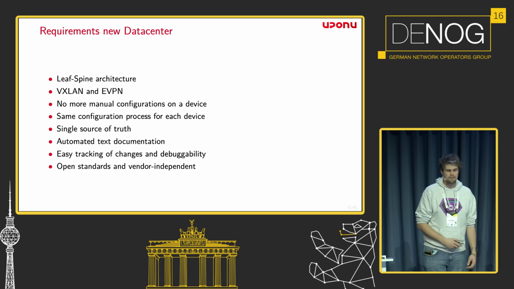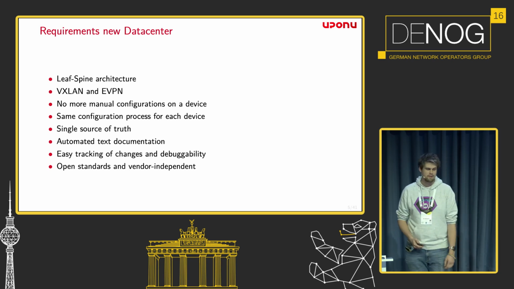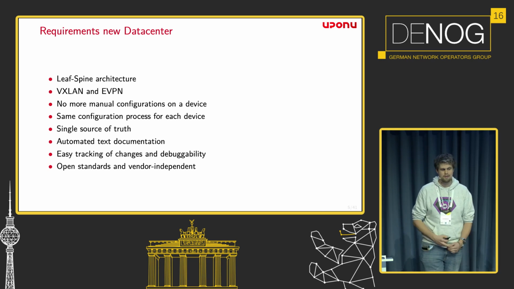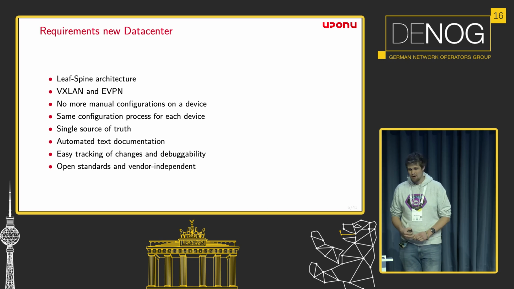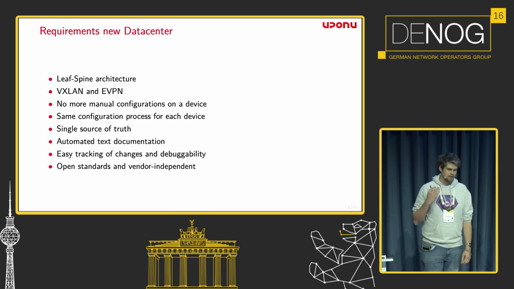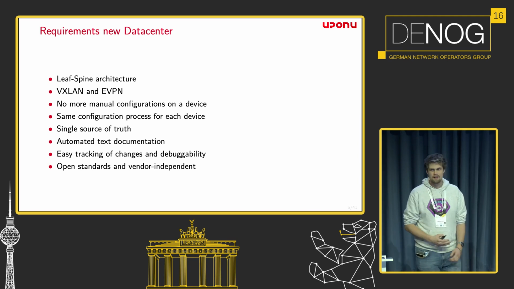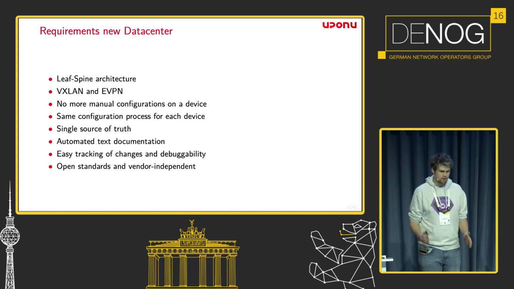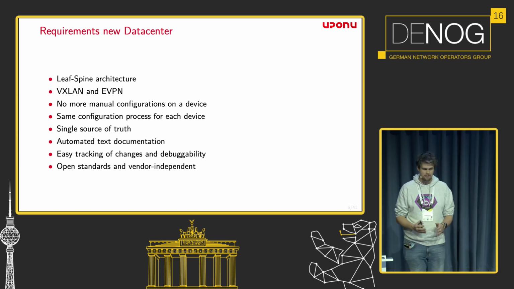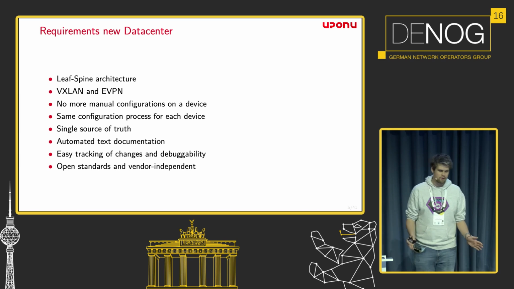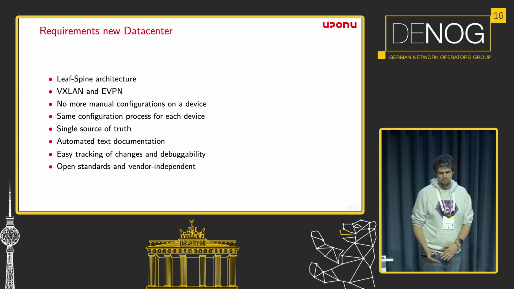So we had some requirements for our new data center and our new deployments. This is finally a leaf-spine architecture with VXLANs and EVPN. We do not want to do any manual configuration on any device anymore, and we would like to have the same configuration process for each device over all vendors. So we do not want to learn Cisco, Juniper or Arista CLIs. We would like to have one consistent configuration and not care anymore about vendor-specific implementations.